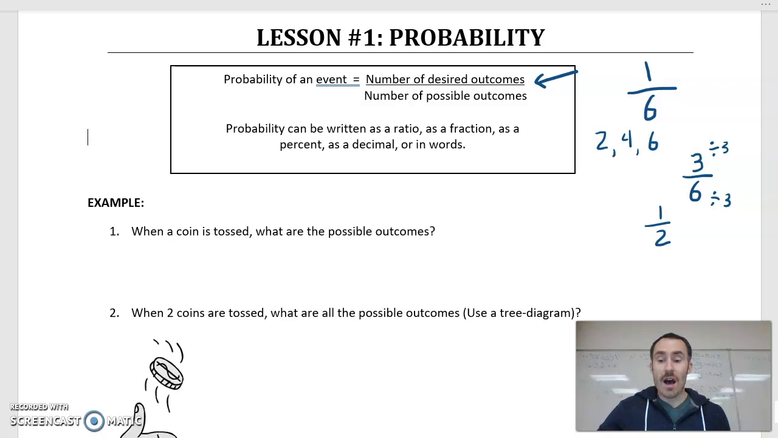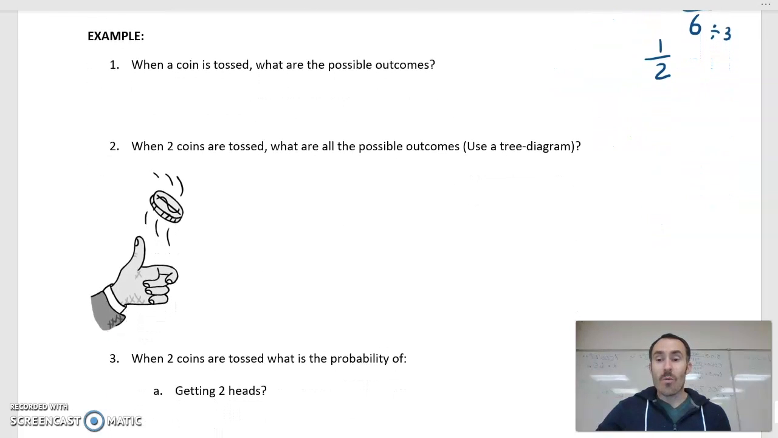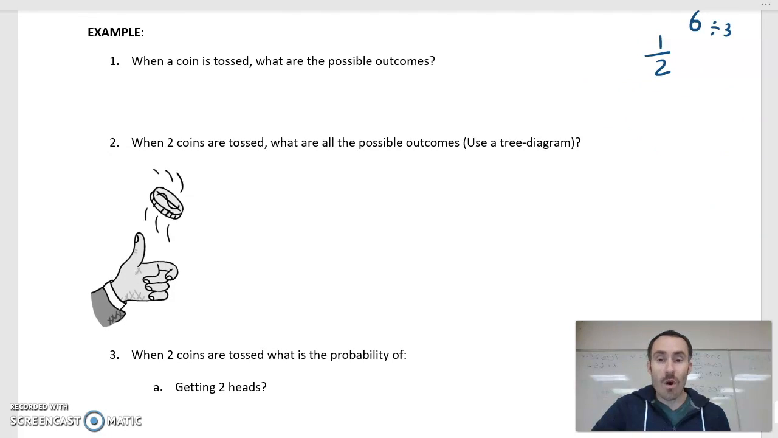So let's do a few other examples here. When a coin is tossed, what are the possible outcomes? One coin. It's just heads or tails, right? So heads or tails. We're just going to abbreviate it H and T. Now, when you toss 2 coins, what are all the possible outcomes? So you can get heads on one and heads on the other, or heads on one and tails on the other, or tails on the first one. You see what I mean?